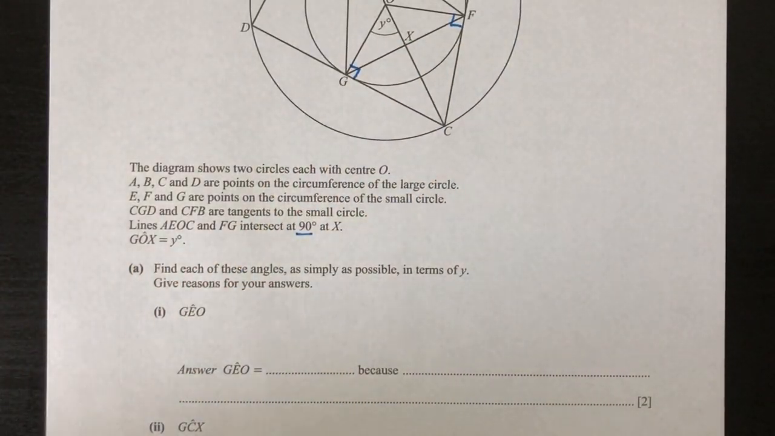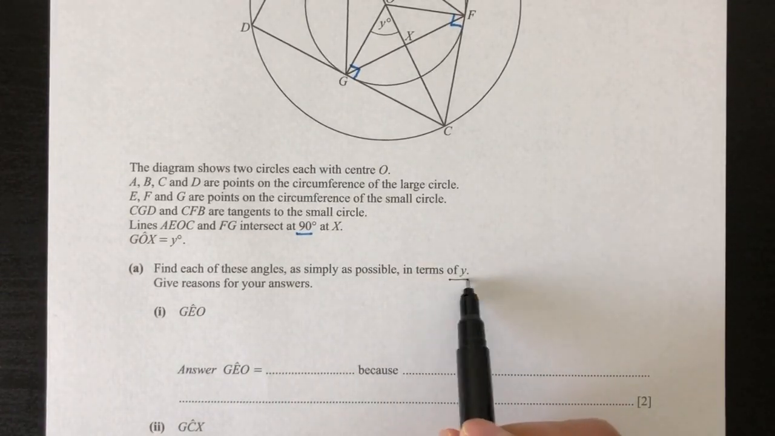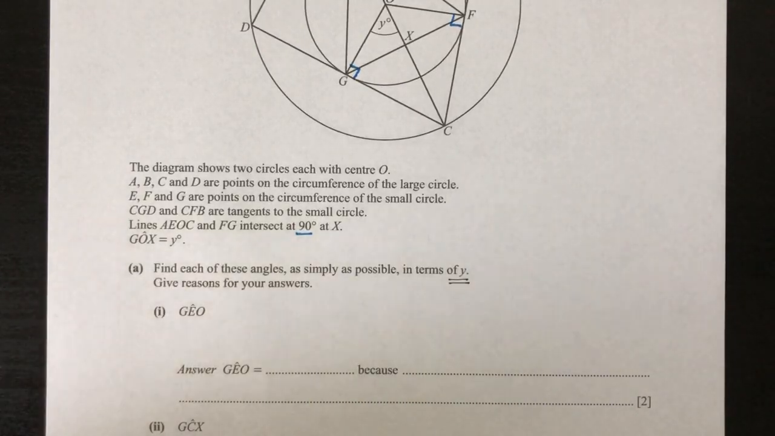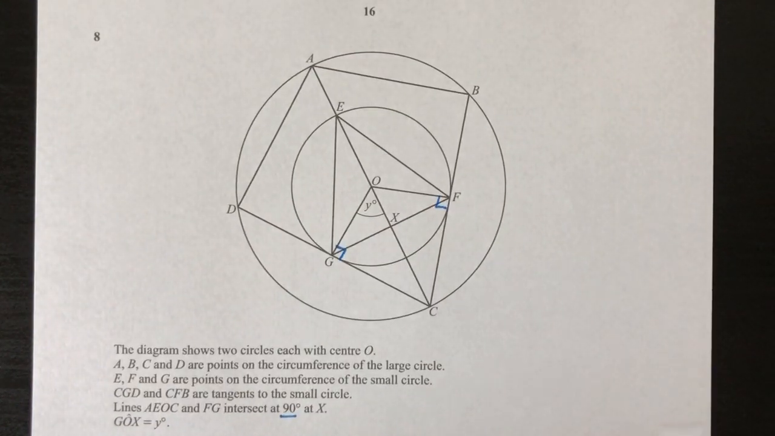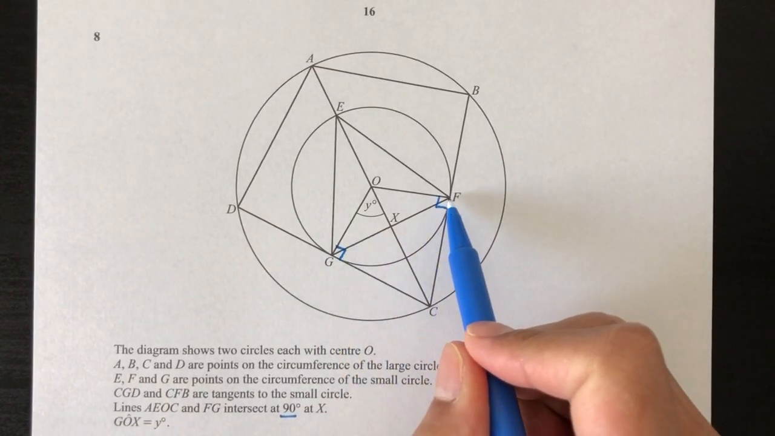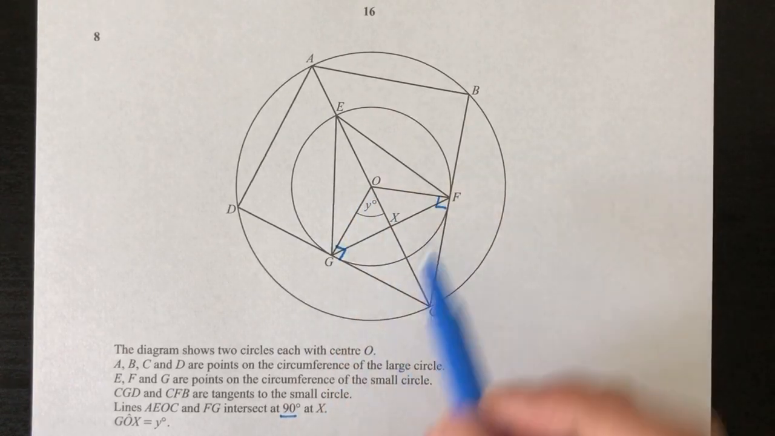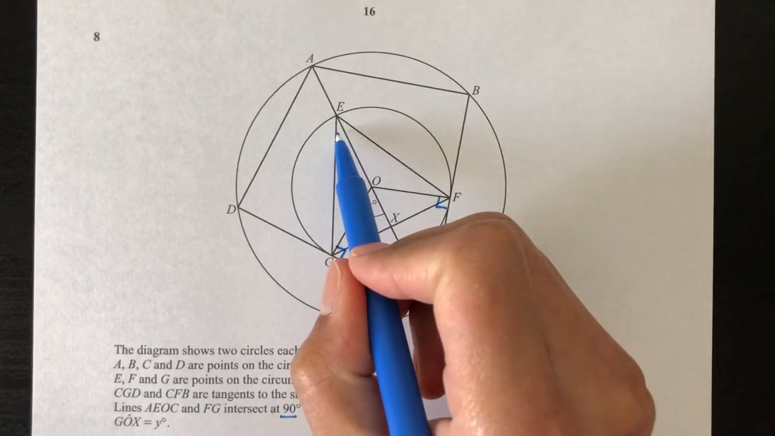So now let's move on to question part 1. We have to find each of these angles as simply as possible in terms of Y, and give your reasons why. So first we have to find GEO. So where is GEO? This is F, sorry. GEO will be this one.